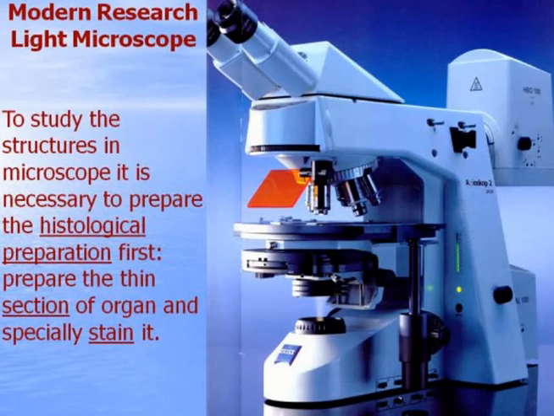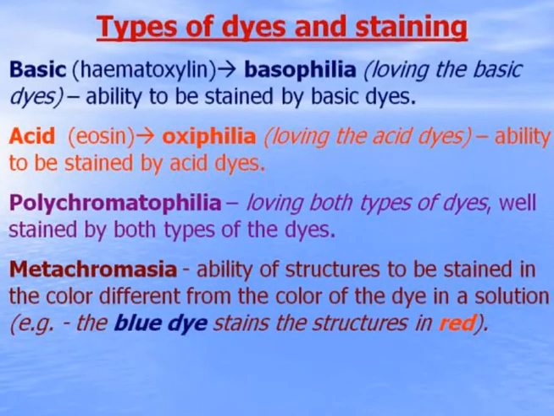To study the structure in a microscope, it's necessary to prepare the histological preparation first. Prepare a thin section of the organ, and specially stain it. The types of dyes and staining used in histology. Types of dyes: basic, like hematoxylin, and the ability to be stained by basic dyes is called basophilia. Acid dyes like eosin, and the ability to be stained by acid dyes is called oxyphilia.